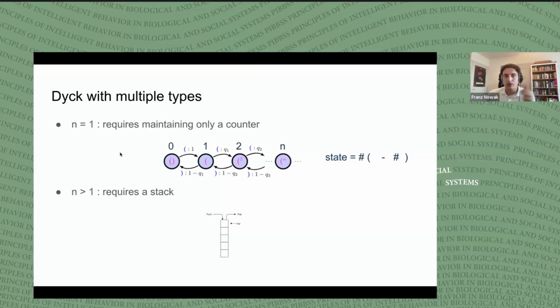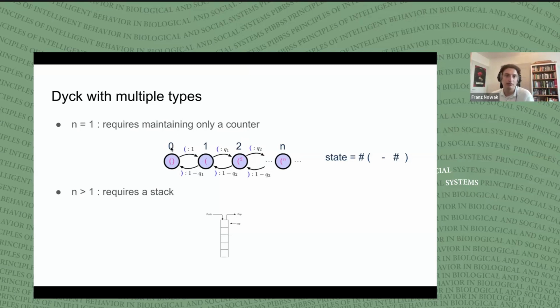So if we have only one type of parentheses, which is the typical setting of parentheses matching as one of the simplest non-regular languages, then actually what we need is just to count how many open and closed parentheses we had. So we can label the states of a simple finite automaton that can accept this language by the number of currently open parentheses.